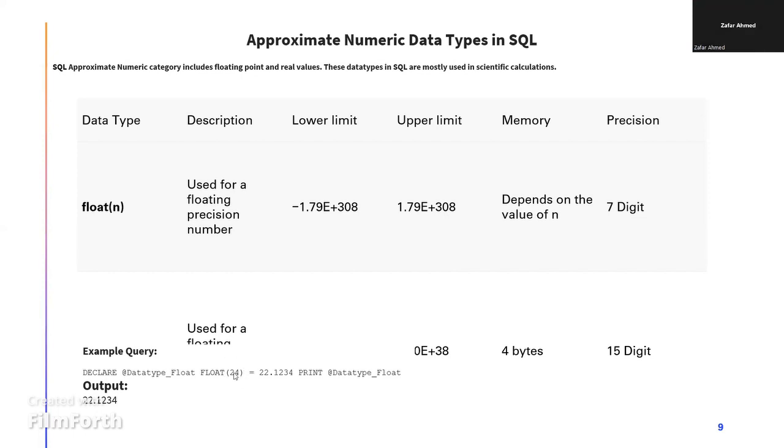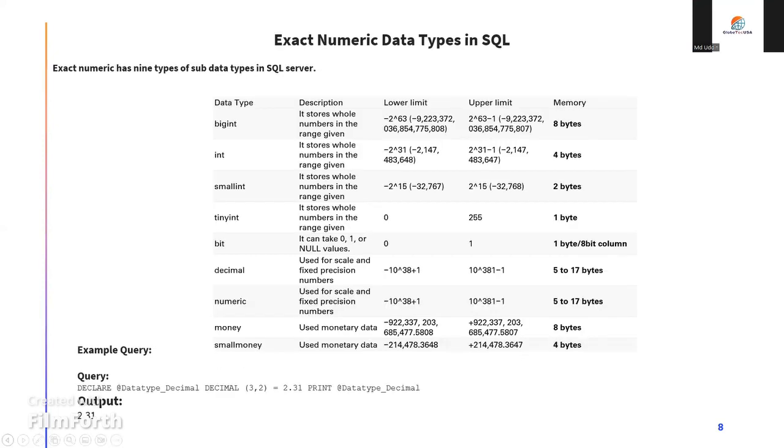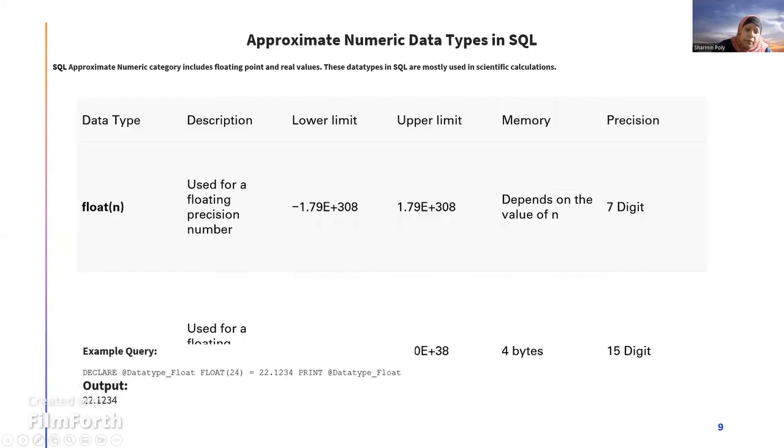This is 24. There is no comma, right? Here you see there is a comma. That comma means it's separating this 3 and 2. It's not 32, it's 3 and 2, separated by a comma. This 3 is the total length of the number, and 2 is the number of digits after the decimal point. After the decimal, how many will be there?